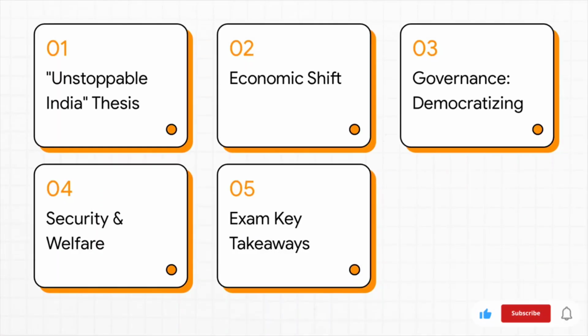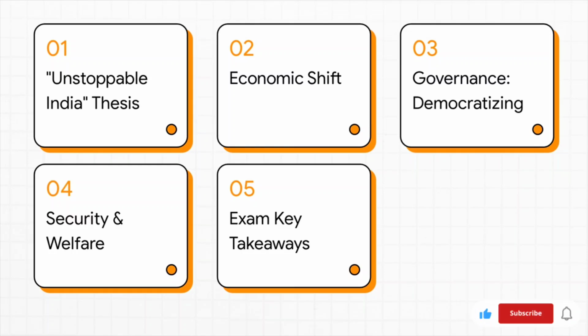So, how are we going to tackle this for your exams? Well, first, we'll get into the core unstoppable India thesis. Then, we'll dive right into the economic and governance shifts that really form the backbone of the argument. After that, we'll look at the key claims on security and welfare before pulling it all together into a really powerful summary for your revision.